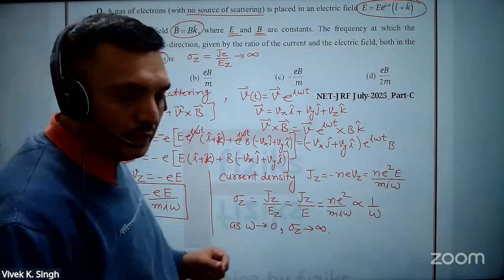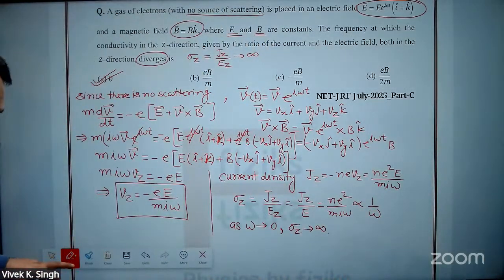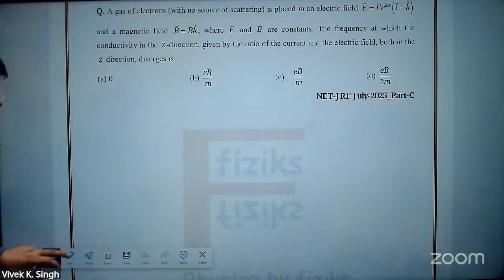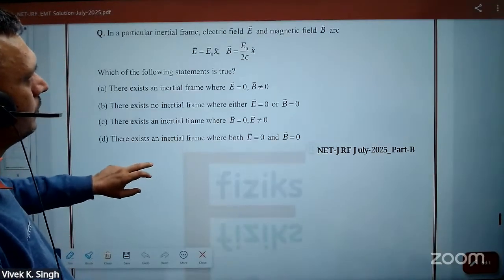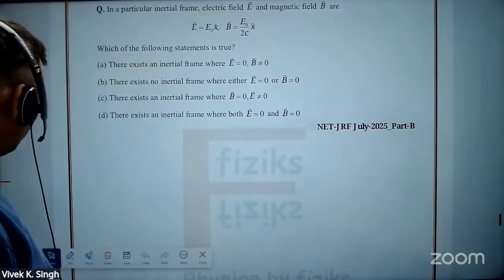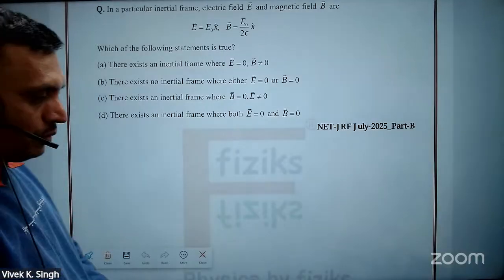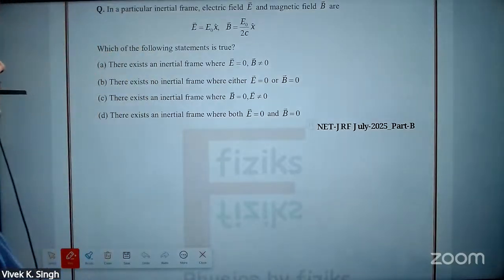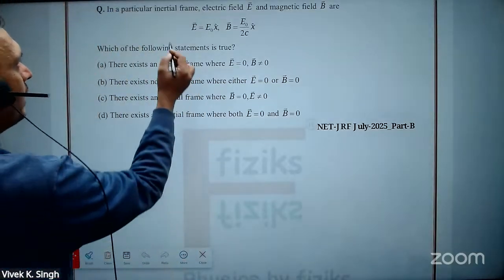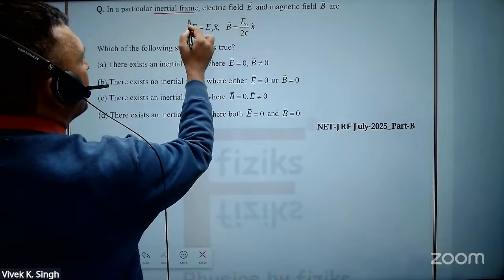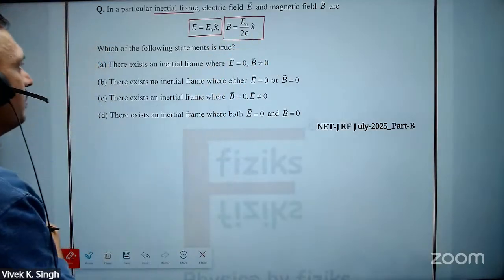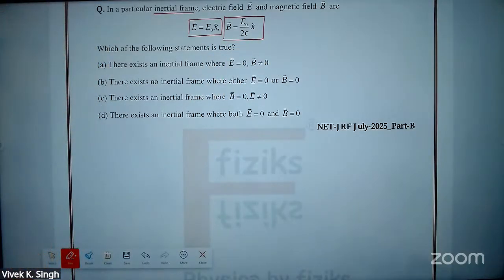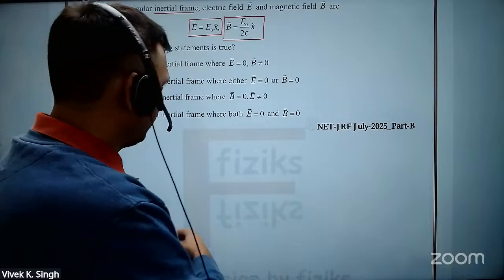Chalo. So now let's see the next question. First you have to read the statement that in a particular inertial frame, electric and magnetic field are given. And just see both of these, they are in the same direction, x cap direction. Then which of the following statements is true? So E and B are parallel here because they are in the same direction.